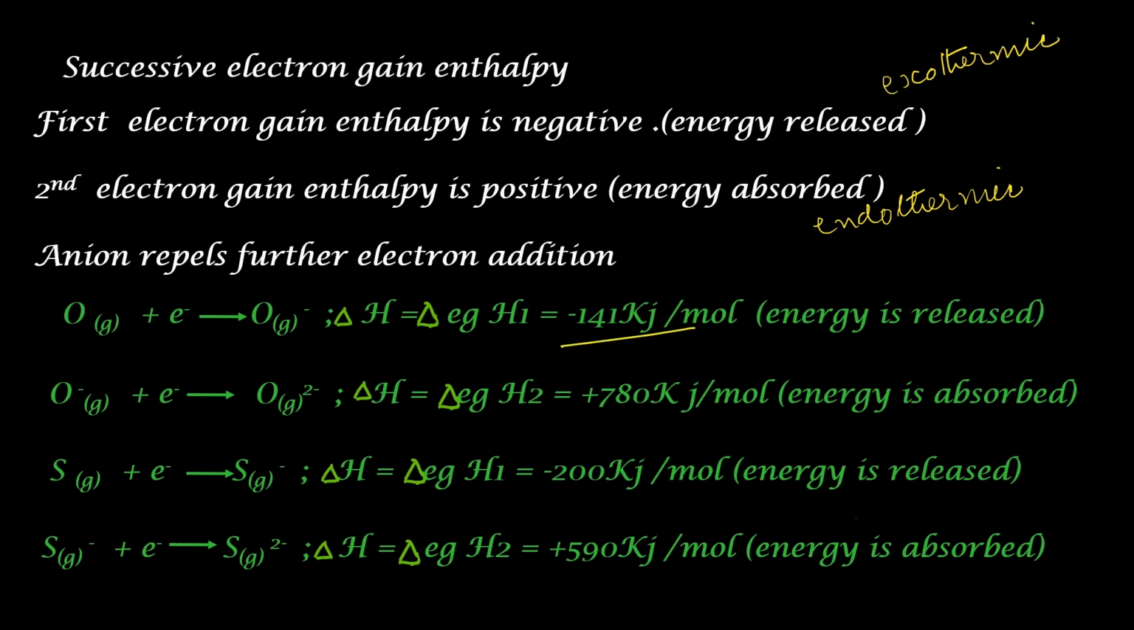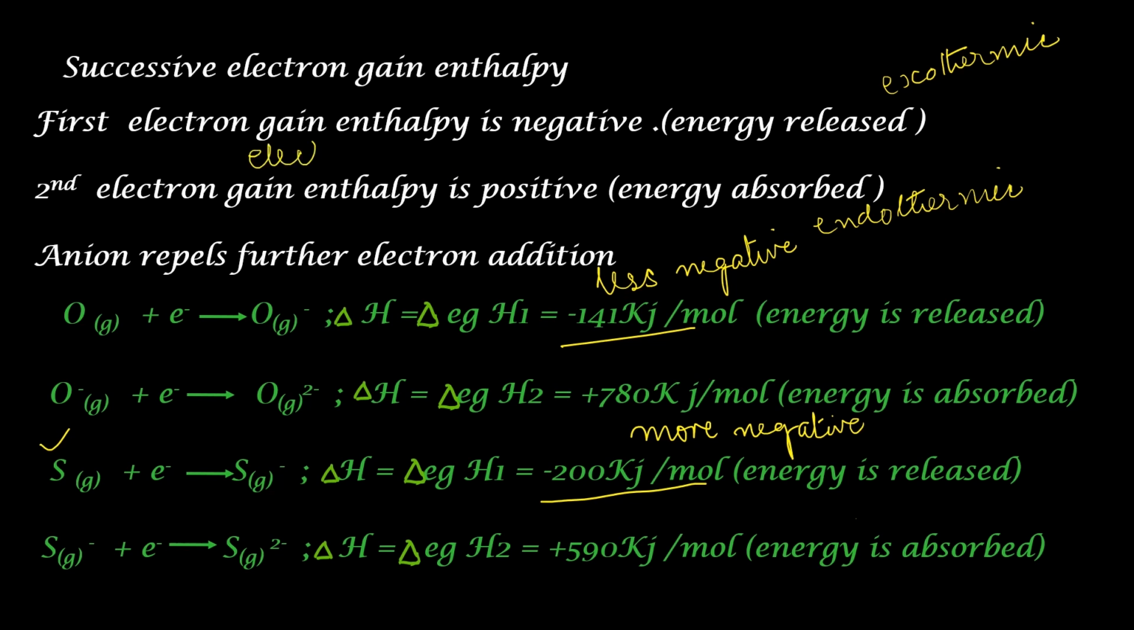Now consider the first electron gain enthalpy for oxygen and sulfur. We can easily understand that the electron gain enthalpy for sulfur is more than that of oxygen. For sulfur, the value is more negative, and for oxygen, it is less negative. It means sulfur gives out more energy when it receives one electron, and oxygen gives out comparatively less energy when it gains one electron.